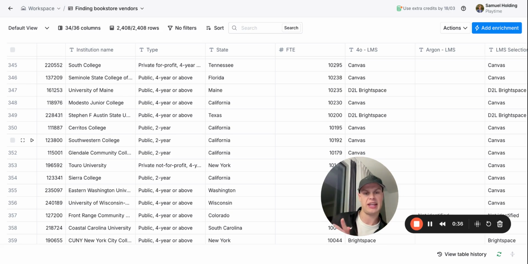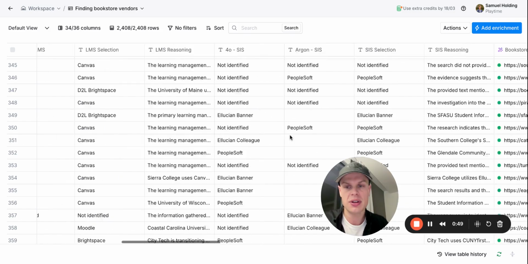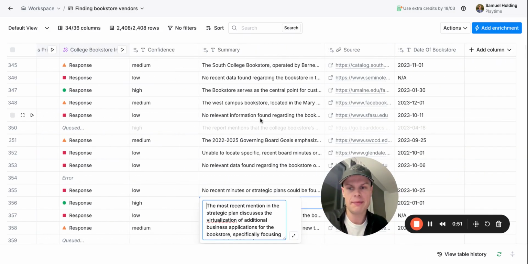And we want to do that at scale because there's 4,000 of these colleges or 2,500 publics. So how can we repeatedly and quickly check through those board minutes to find buying signals? Well, super easy within Clay.